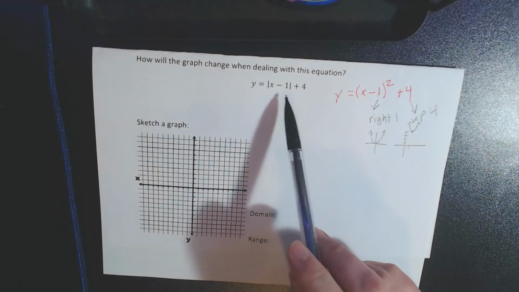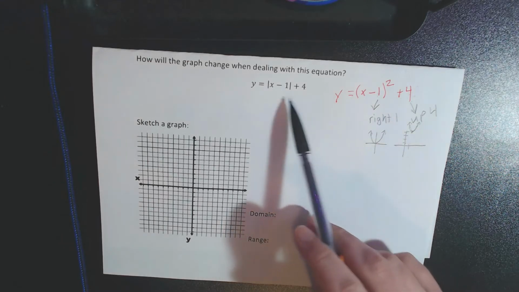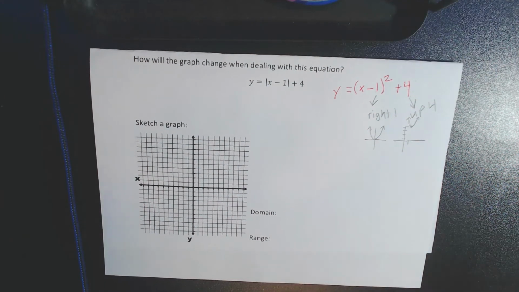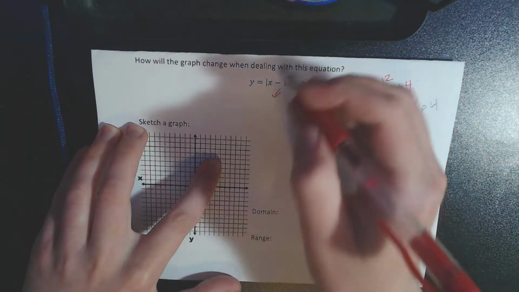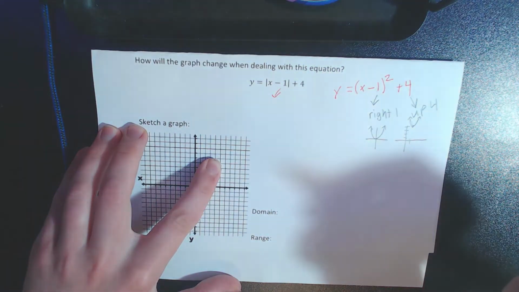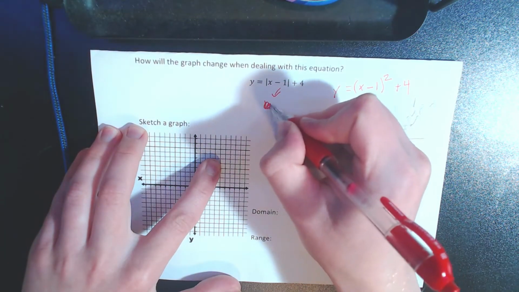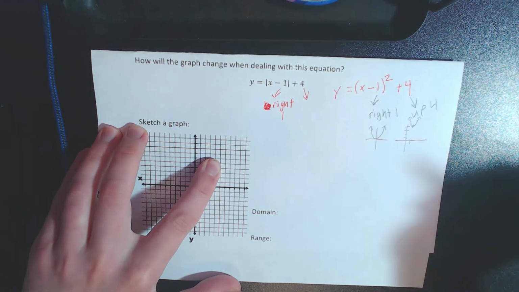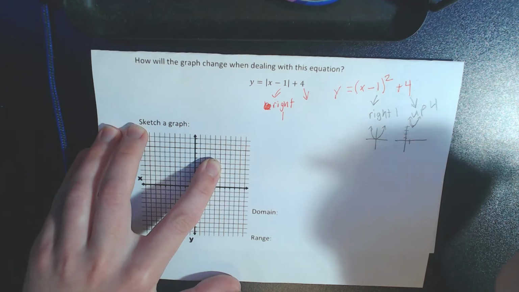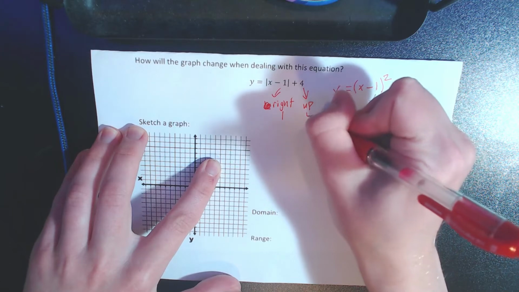The same idea is going to be true for this one right here. It's just instead of being a parabola, it is going to be the V shape, which all absolute values are. So what is this 1 doing to our graph here? When you're minusing 1, you do the opposite of that because it's right in there next to the x. That's going to go right 1. And then this plus 4 on the outside, it's not right next to the x, so we're going to go the same direction as it is. We're going to go up 4.